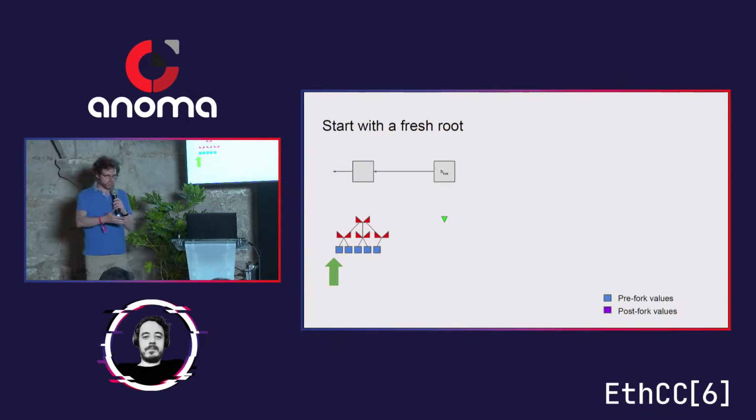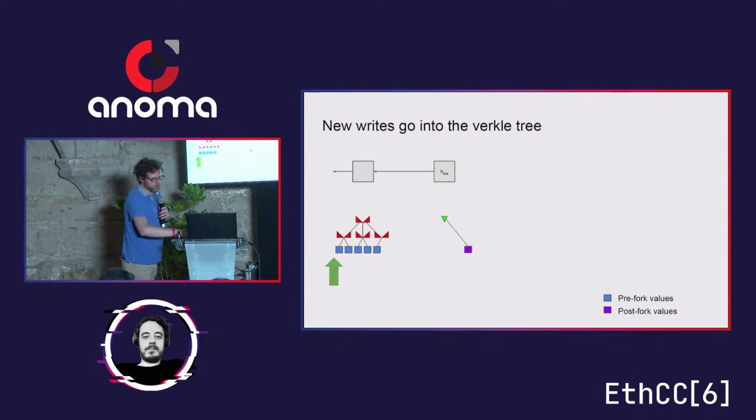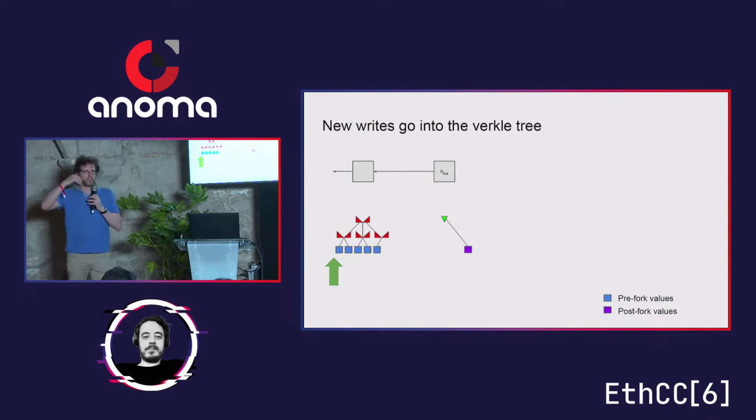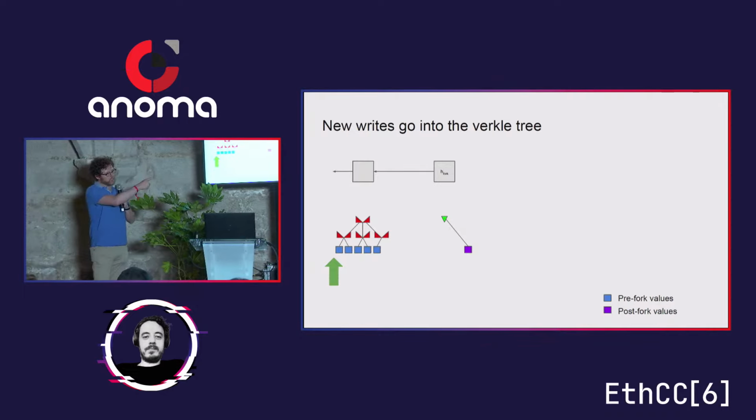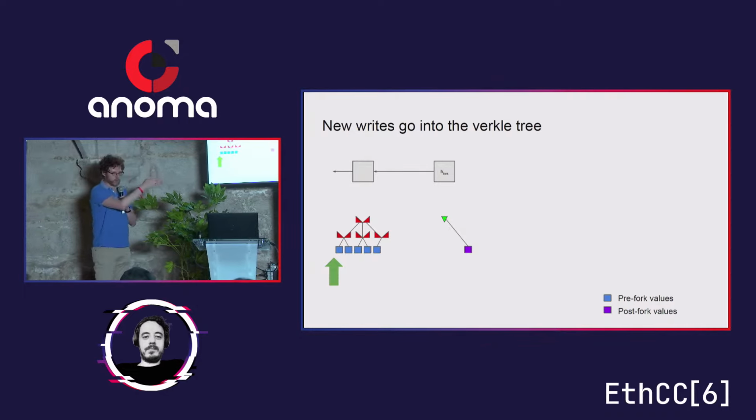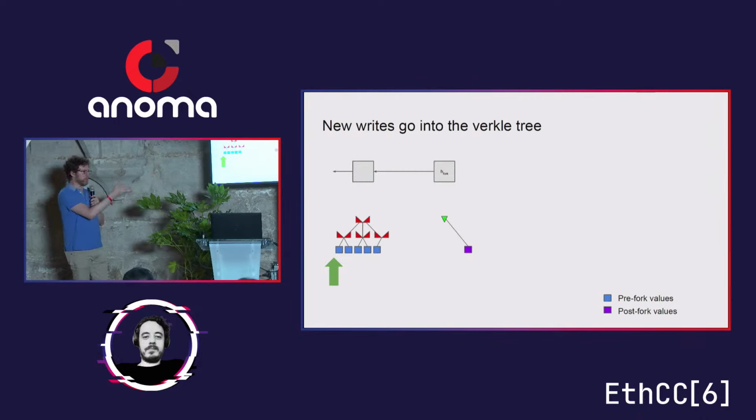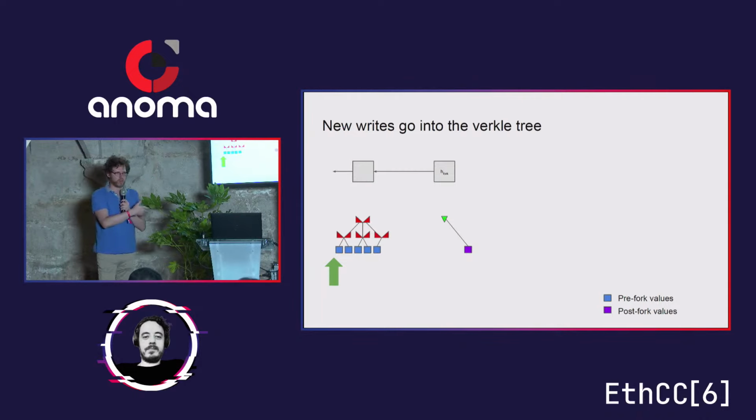And then we start executing transactions in the block. And because these are new writes, like either updates to the state or writes to values that did not exist, they go directly into the overlay tree, the top tree. And it's purple to note that those values were written after the fork.